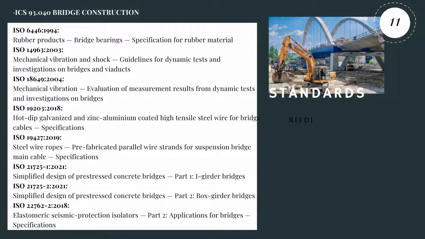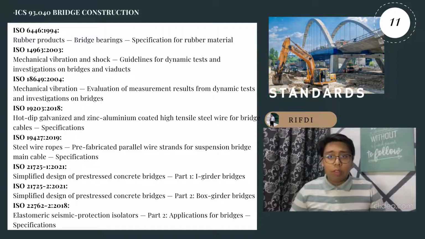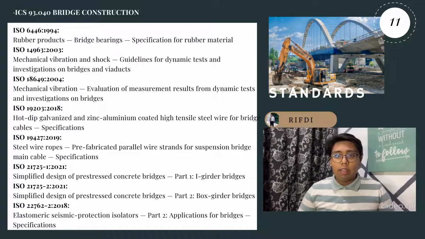Bridge construction is under the standard of ICS 93.040. Under this standard, they have ISO 6446-1994, ISO 14963-2003, ISO 18649-2004, ISO 19203-2018, ISO 19427-2019, ISO 21725-1-2021, ISO 21725-2-2021, and ISO 22762-2-2018.